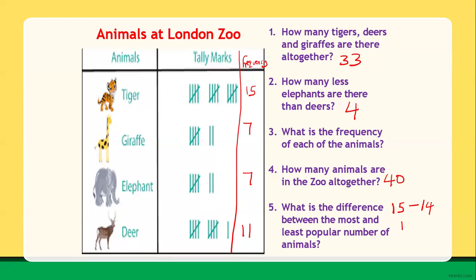Sir, when we are subtracting the least popular, we add all the numbers which are least popular. In case they are the same, we can't just choose one, because now those are different animals. Thank you, sir.